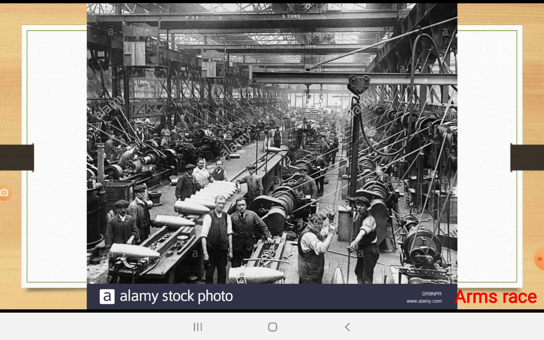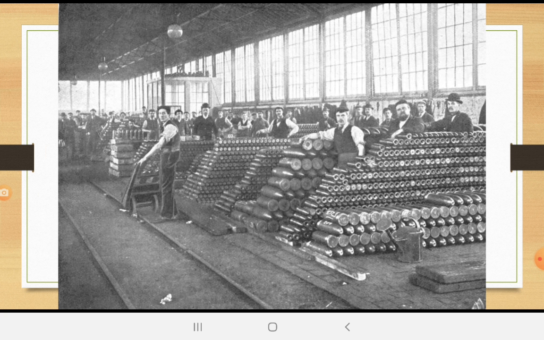In this picture, you can see an arms race, competition in manufacturing weapons. You can see that in this picture there are weapons. I hope that is like missiles that would be used in war. This is a store or stock of weapons during First World War. This shows that every side is ready for war. That's why this war became inevitable.